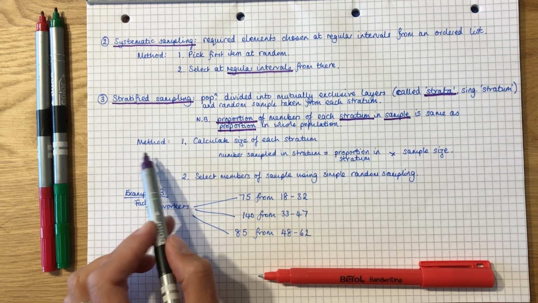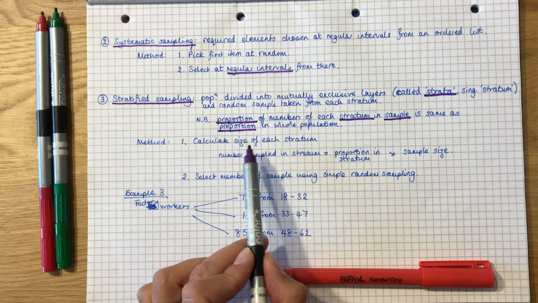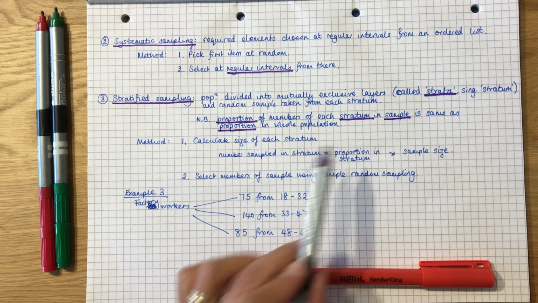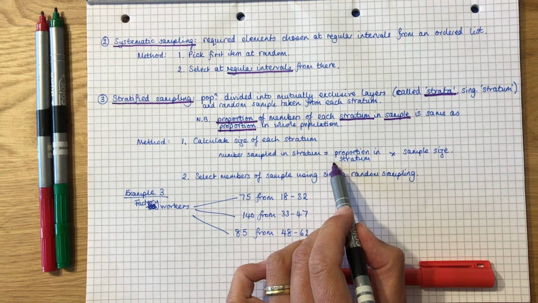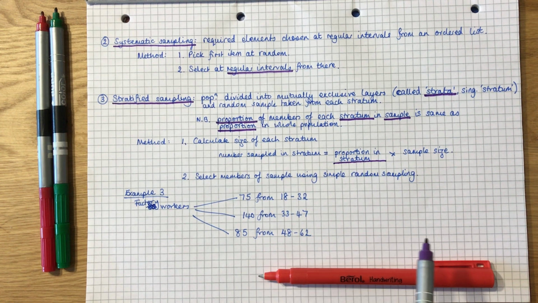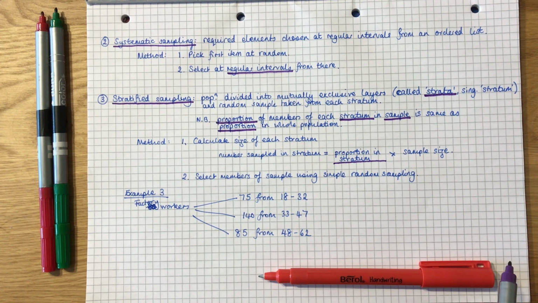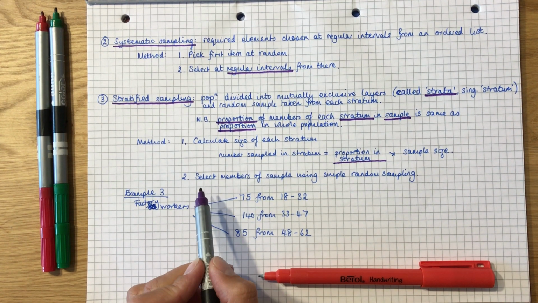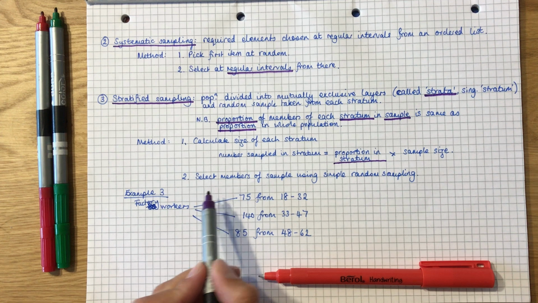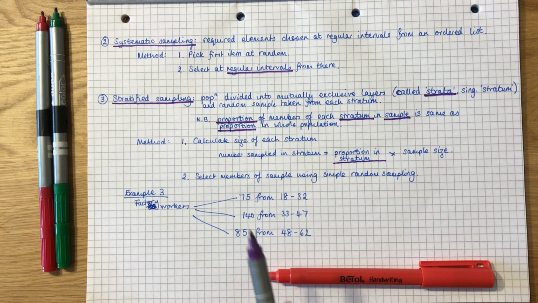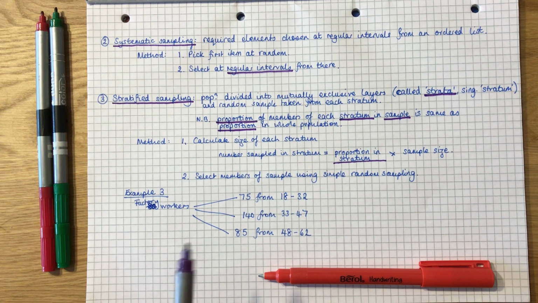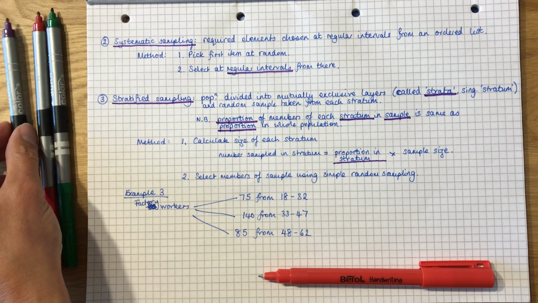The method for stratified sampling is to first of all calculate the size of each stratum in your sample. So you work out the proportion that are in that stratum in the whole population and you find that proportion of your sample size. You then, once you know how many people you need in each stratum in your sample, select the members of the sample using simple random sampling, the first type that we discussed. So this is best illustrated with example 3.